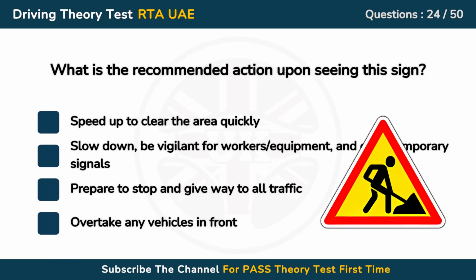Question 26. What does this sign mean? A. No U-turn allowed. B. Overtaking permitted on the right. C. Overtaking is prohibited for all vehicles. D. End of speed limit zone.